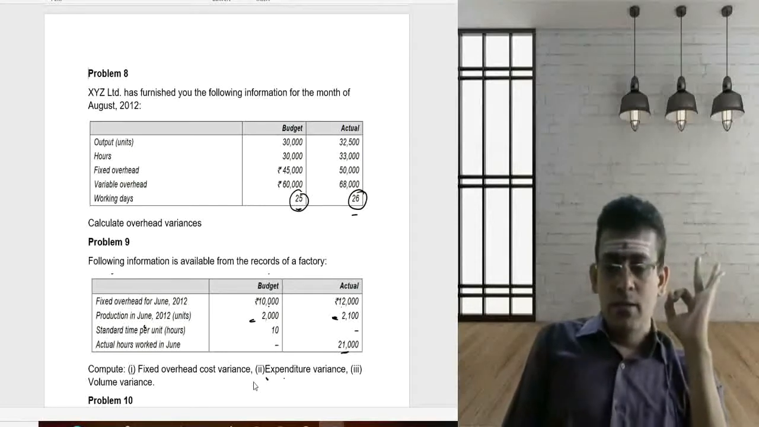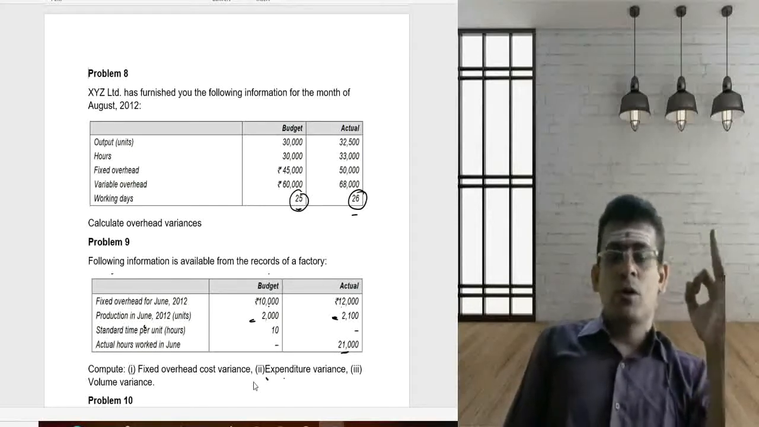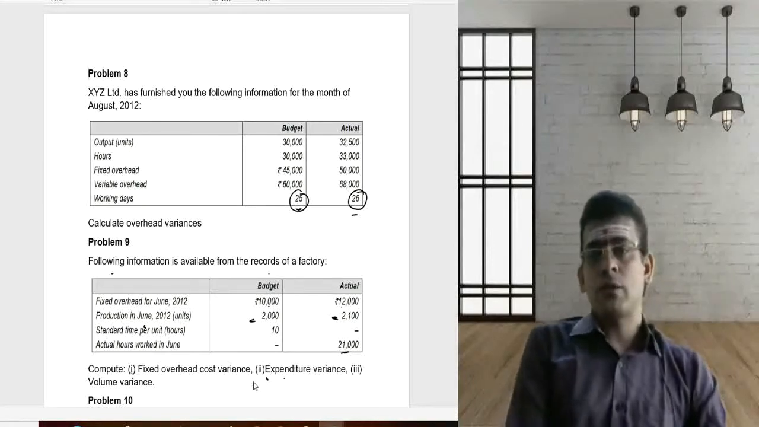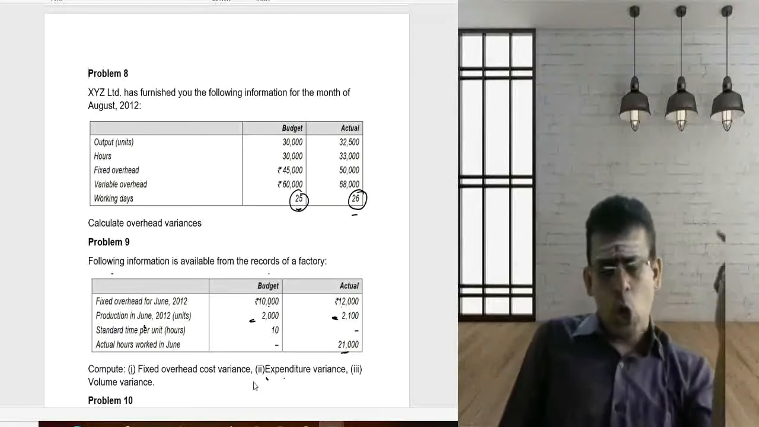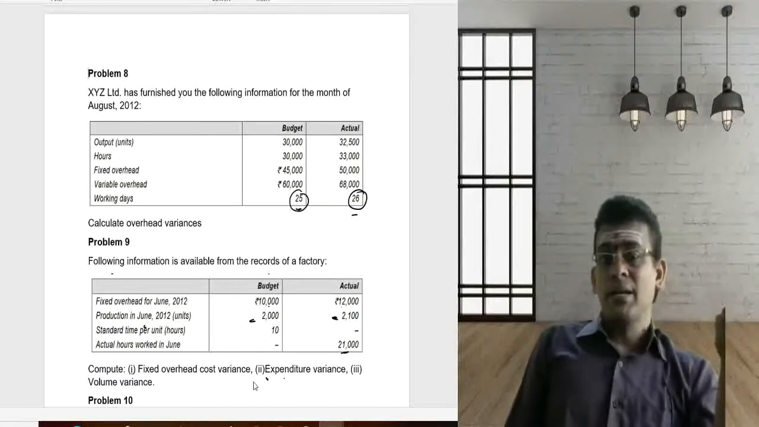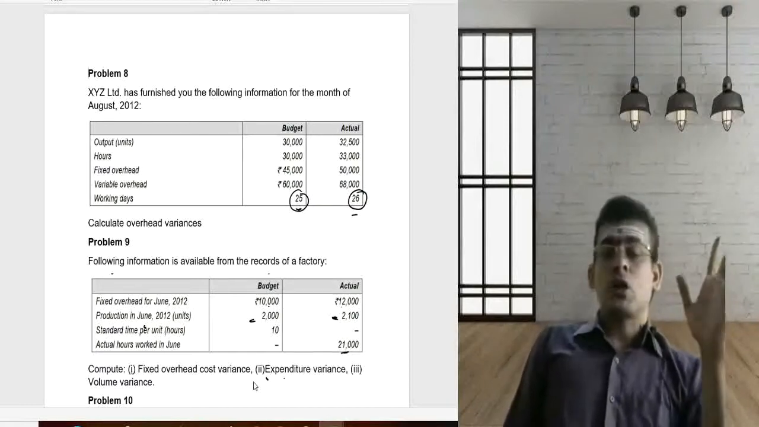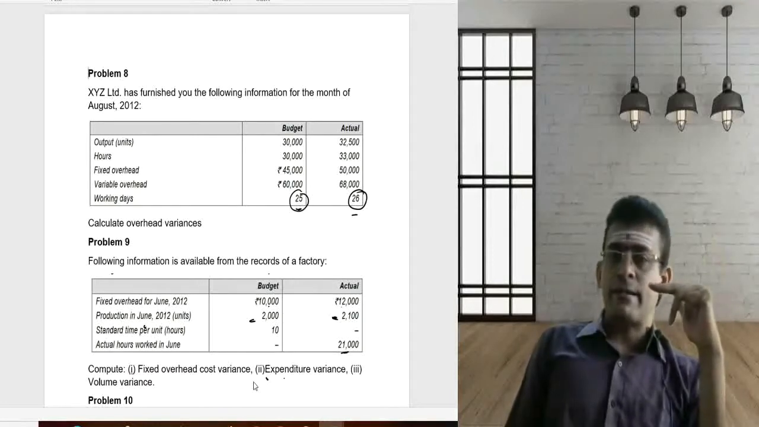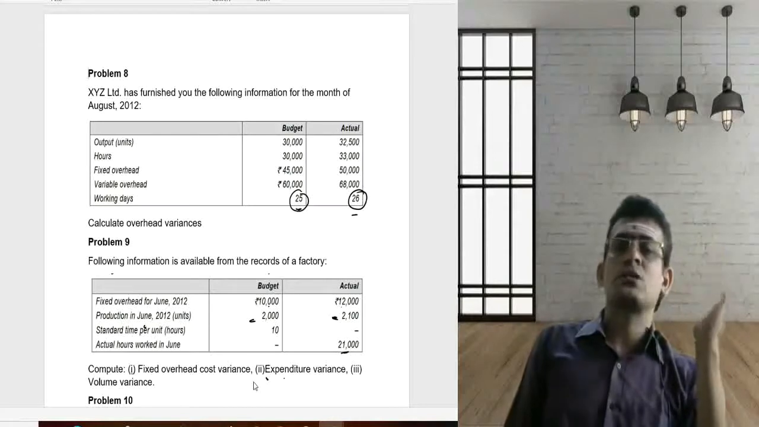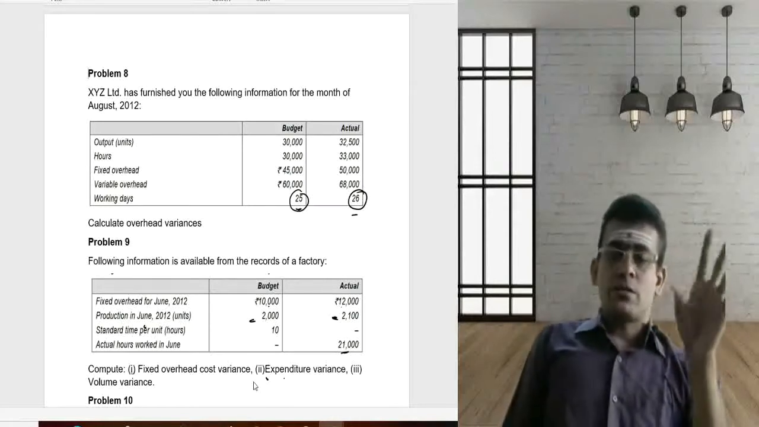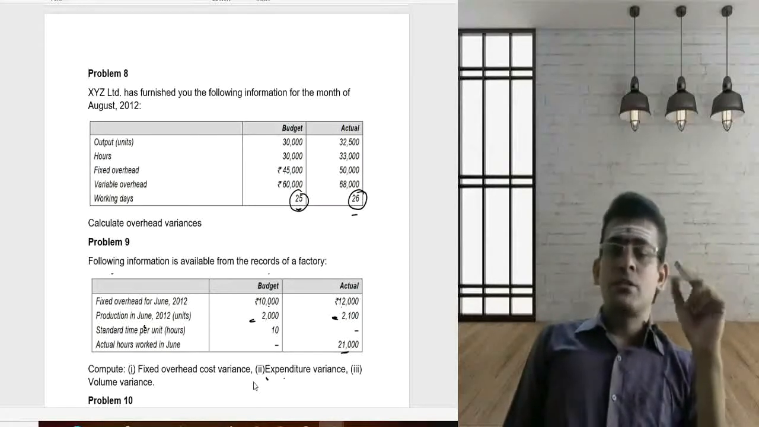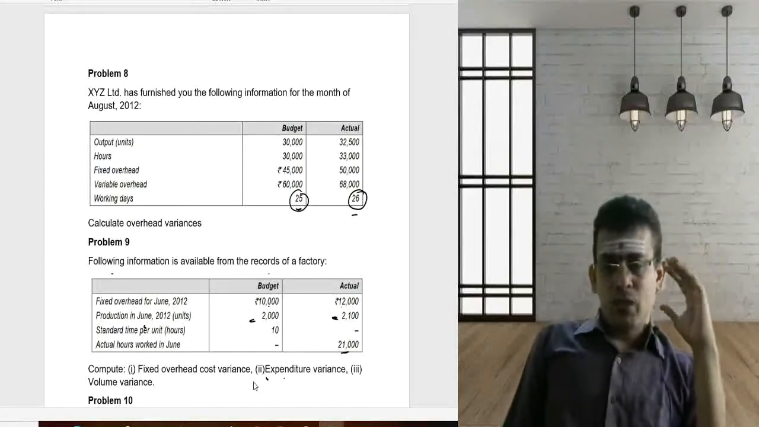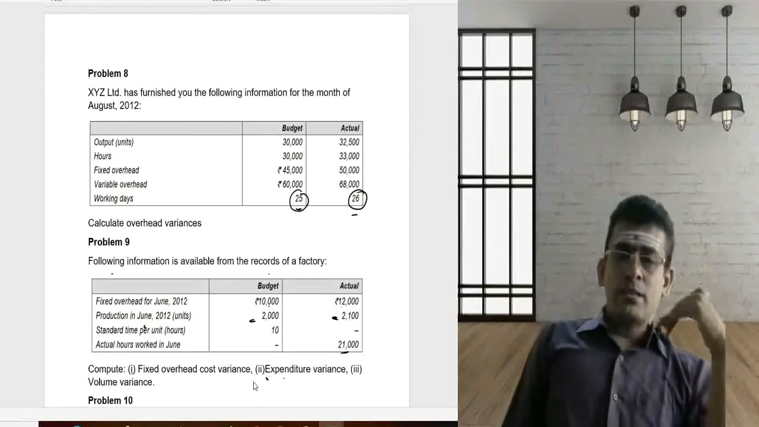Budget hours is given, fixed overheads is given, variable overheads is also given, days is given. As the days is given, what will happen? I need to also calculate my calendar variance. And as I mentioned, whenever you are able to calculate your calendar variance, you need to calculate something called possible budget hours. That is the thing I am supposed to calculate. Clear? So now let us quickly understand what is required.